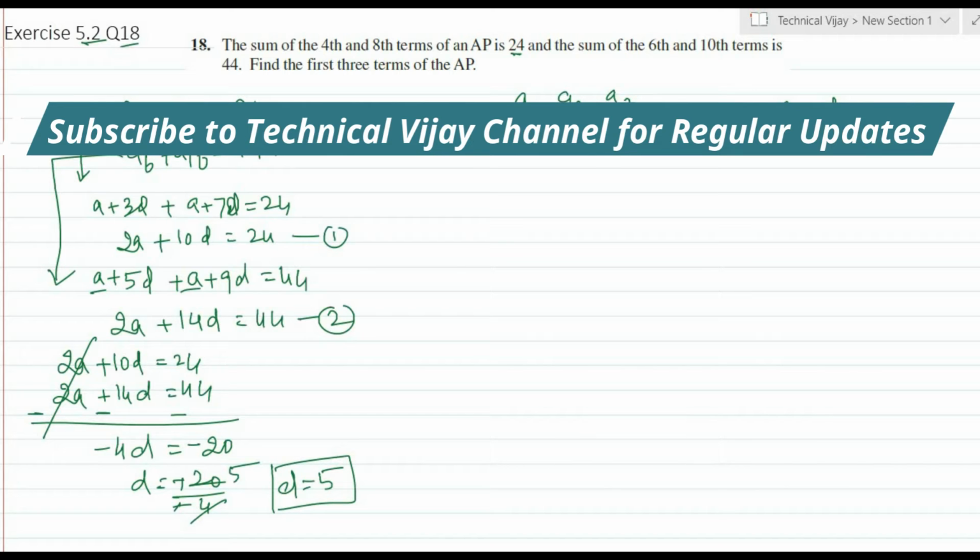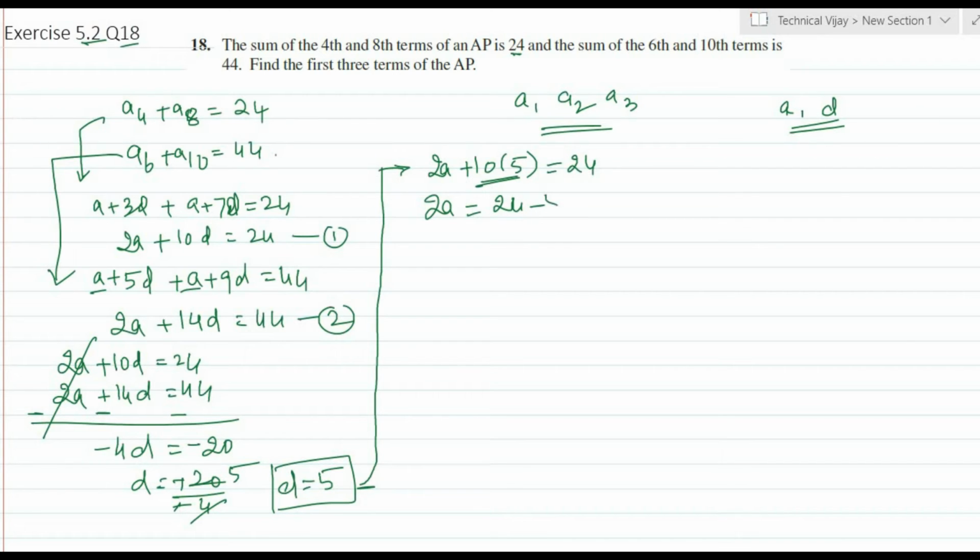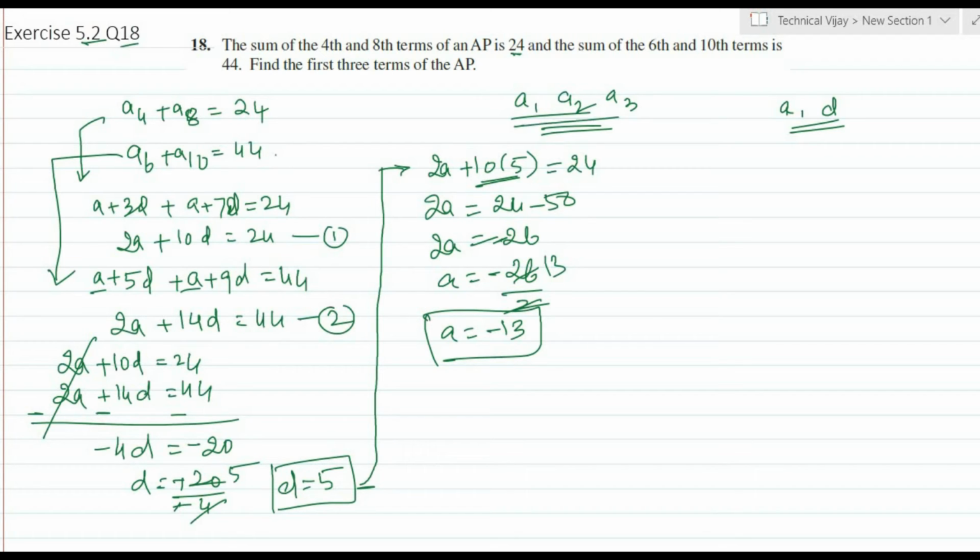So after getting D, you can substitute this D value in any one of the equations. Okay. 2A plus 10D means 10 into 5 is equal to 24. So 2A is equal to 24 minus 10 into 5, 50. Okay. So 2A is equal to minus 26. A is equal to minus 26 divided by 2. So A is equal to minus 13. 2 ones are 2, 2 13s are 26. So this is A.